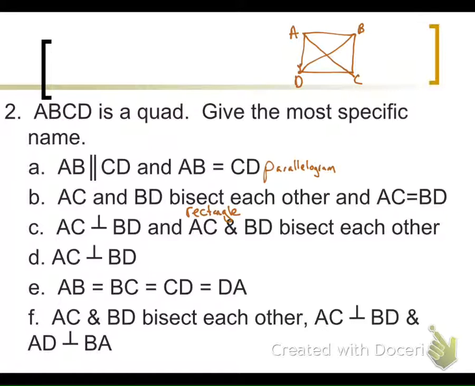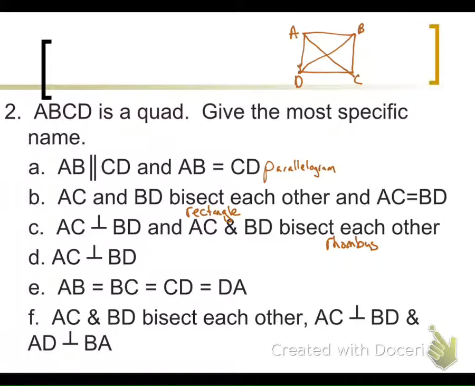Okay, our next one, we have number C, which goes back over here to Hufflepuff. We see that AC is perpendicular to BD, and we see that AC and BD bisect each other. Which shape does that describe? So you see that you have your diagonals being perpendicular, and they're bisecting each other, yep, it's a rhombus. Rhombus.